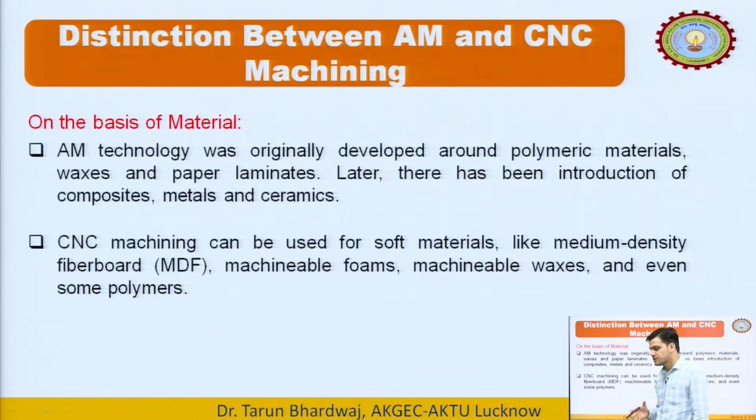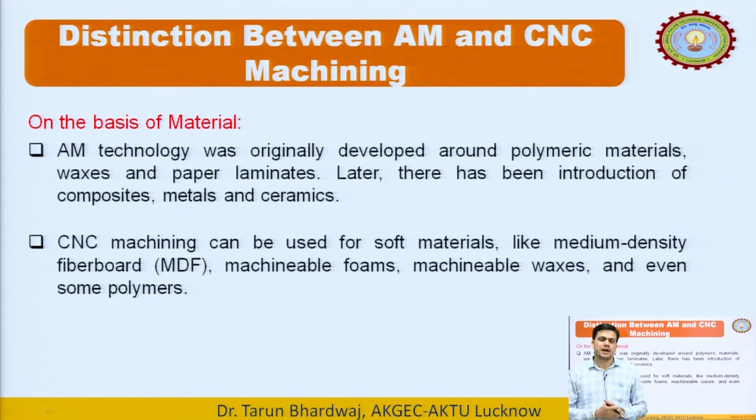As you can see, the first one is on the basis of material: how additive manufacturing and CNC are different if we take material as a base. Okay. So, AM technology was originally developed around polymeric materials, waxes and paper laminates. As I have told you in the history, it originated first for resins, then for polymers, then for papers, and later it was also developed for composites, metals and ceramics.